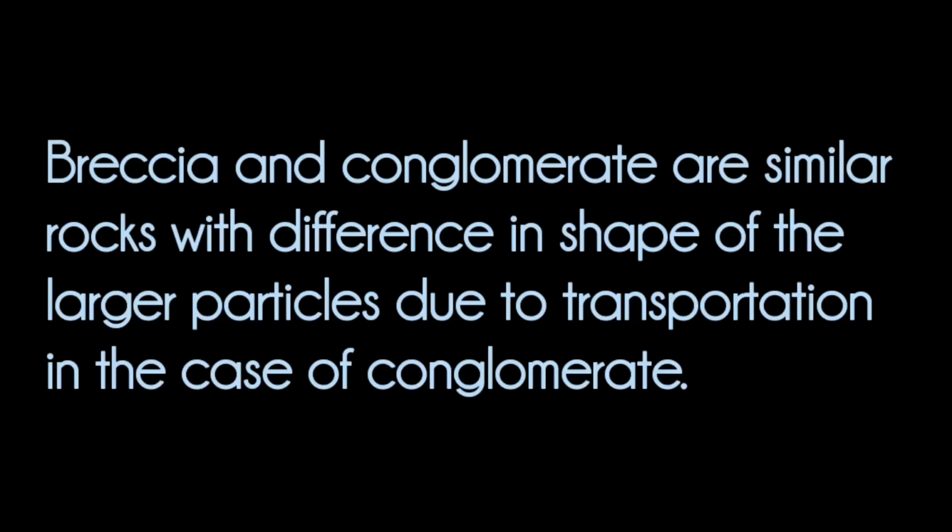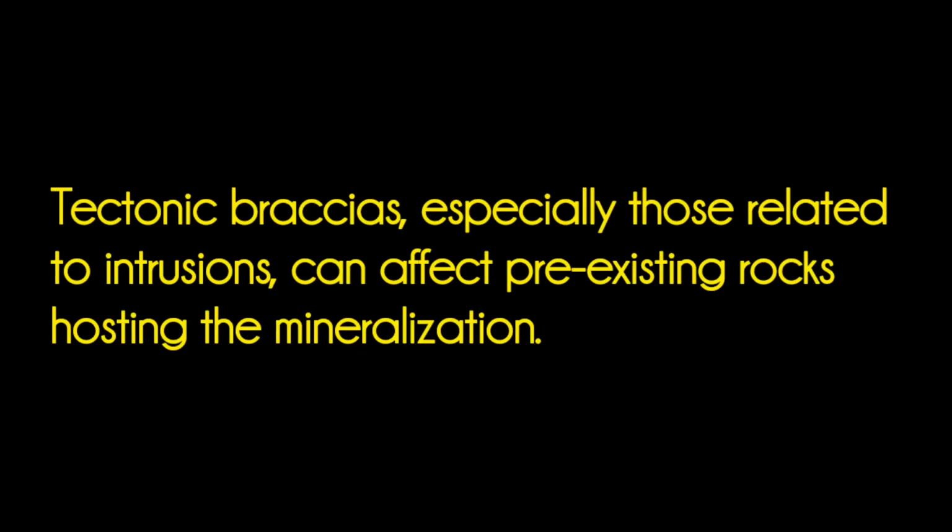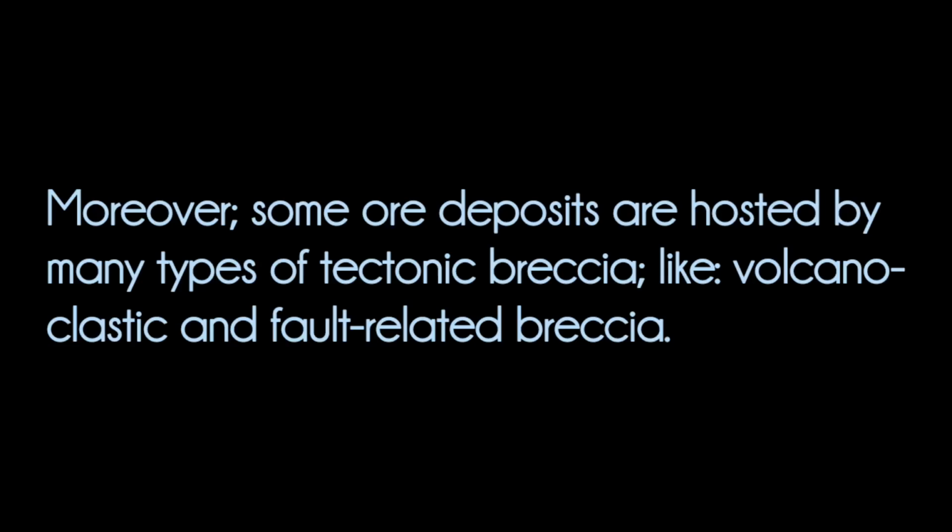Breccia and conglomerate are similar rocks, with a difference in the shape of the larger particles due to transportation. In the case of conglomerate, tectonic breccias, especially those related to intrusions, can affect pre-existing rocks hosting the mineralization. Moreover, some ore deposits are hosted by many types of tectonic breccia, like volcaniclastic and fault-related breccia.